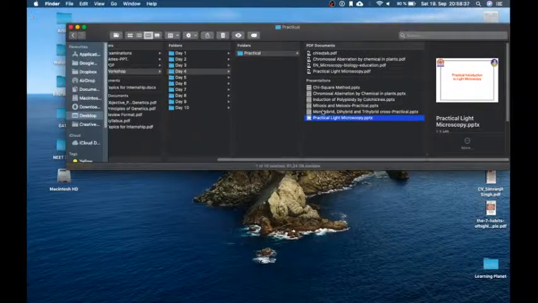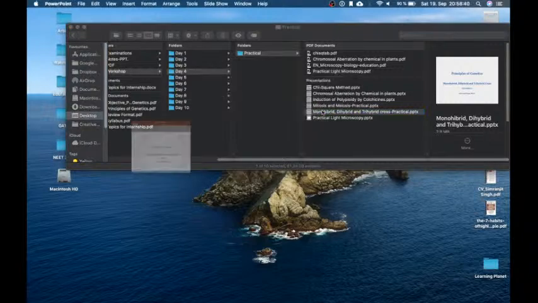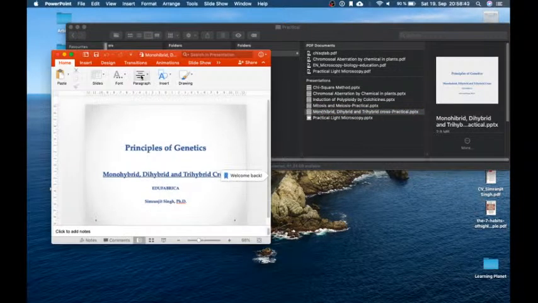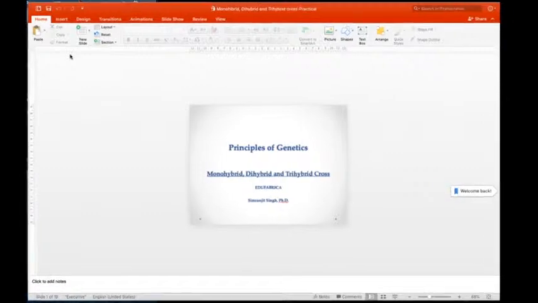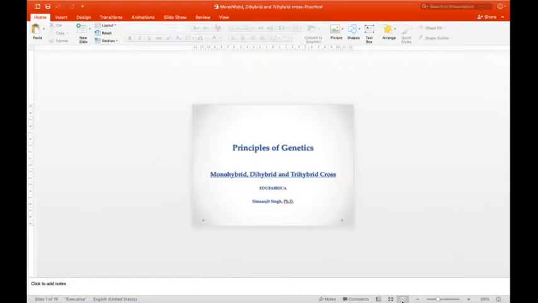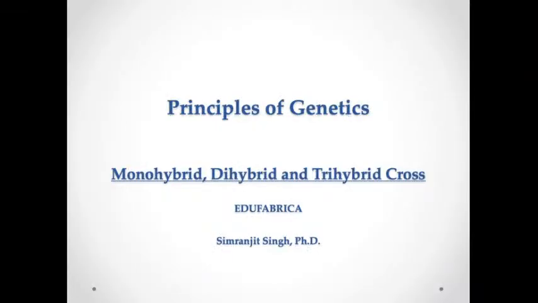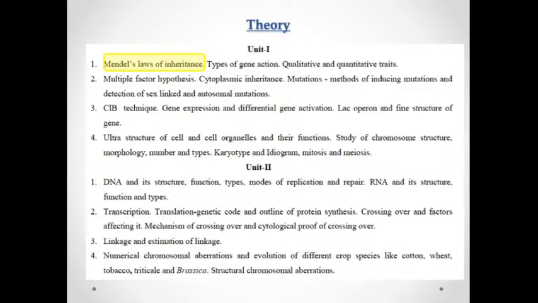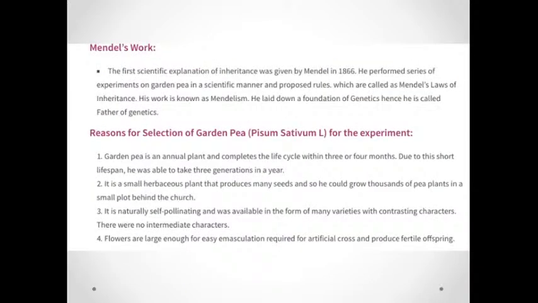Now comes your last experiment: monohybrid, dihybrid and trihybrid crosses. We have discussed them in our first lecture, but this is in the form of a practical. You will have a lot of subjective details in this, so you can go through and read about it. This is again in the practical part.